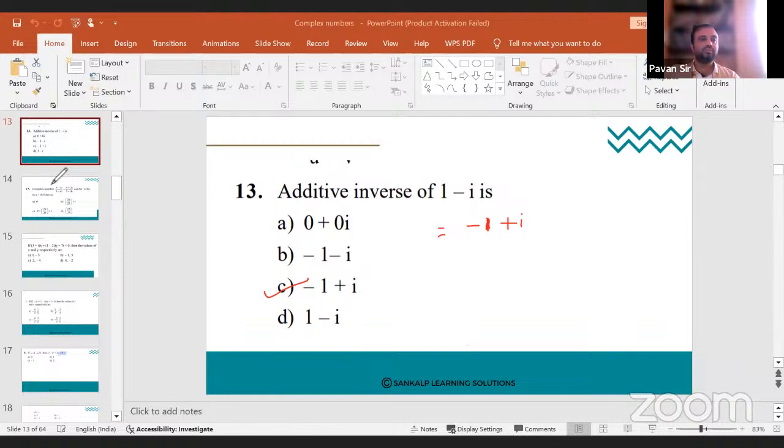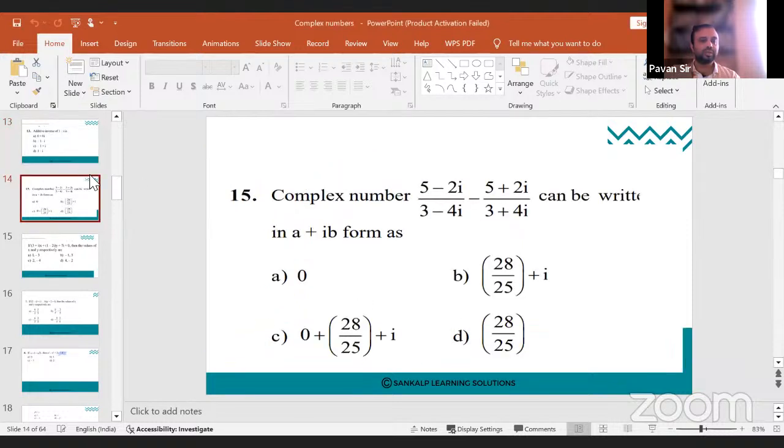Next question. The complex number (5 minus 2i) upon (3 minus 4i) minus (5 plus 2i) upon (3 plus 4i) can be written in a plus ib form as: option A is 0, option B is 28 upon 25 plus i, option C is 0 plus 28 upon 25 into i, option D is 28 upon 25.